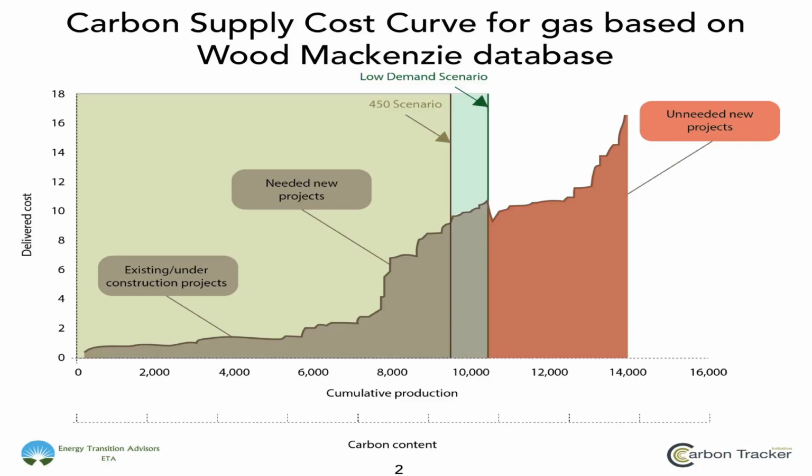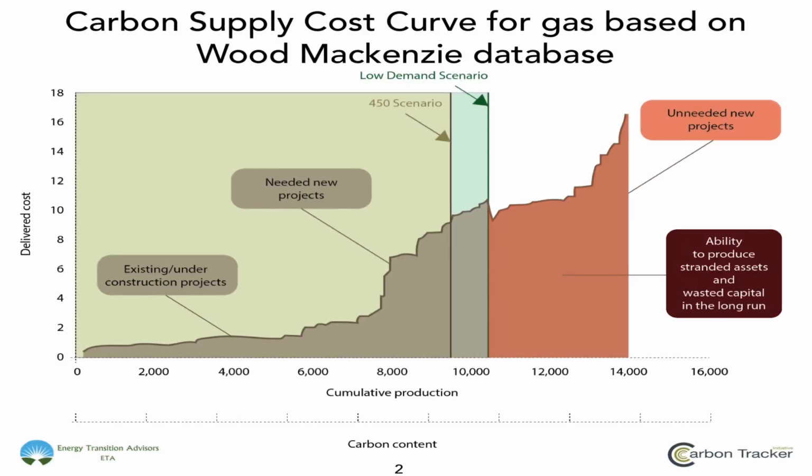Now, to the right-hand side of the curve, in orange, is what we call the unneeded new projects. These are new projects identified in the database that would not be consistent with that low demand scenario. And therefore, this is what we call the ability to produce wasted capital and stranded assets in the very long run. So you'll see that we have the cumulative production, we have the carbon content, we have a cost curve, and we have an interaction with demand, with low demand being the key focus. And this low demand scenario, we believe, is a credible scenario for the industry to look at.